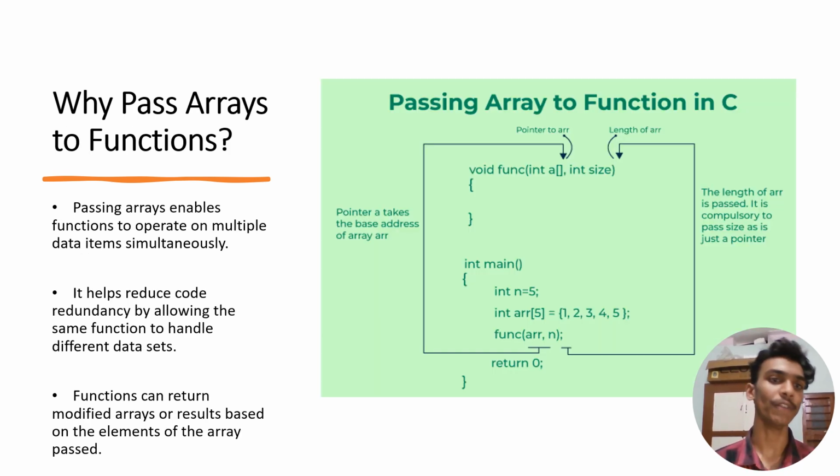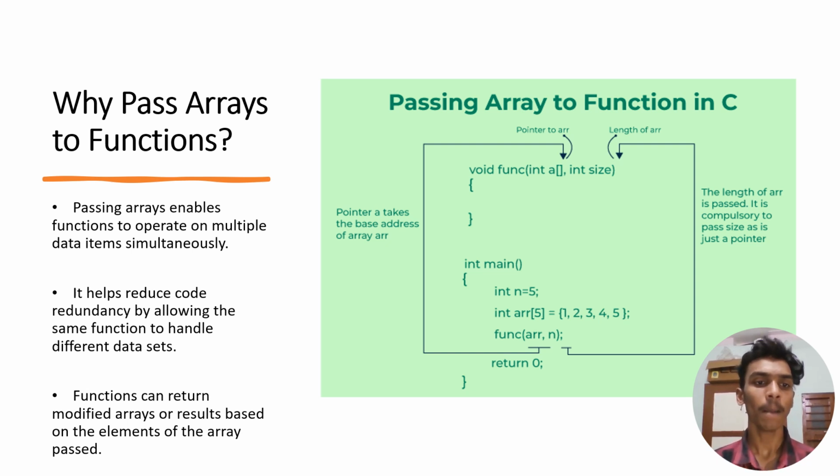Why pass arrays to a function? Passing arrays enables a function to operate on multiple data items simultaneously. We can declare it one time and use it whenever we want. In the main function, we can't reuse a specific task, and we need to type the code multiple times. It helps to reduce the code by allowing the same function to handle different data sets, and we can use it multiple times, reducing the code by using functions.